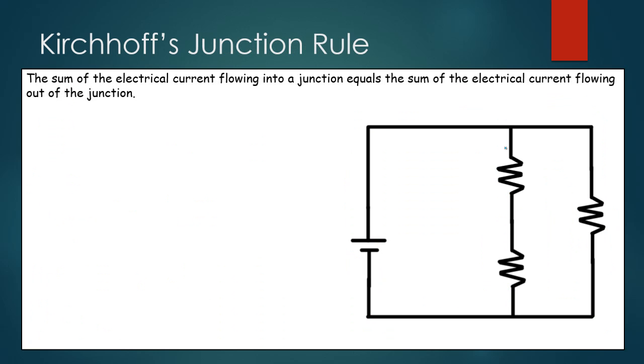Okay, now let's talk about Kirchhoff's junction rule. Kirchhoff's junction rule states that the sum of electrical current flowing into a junction equals the sum of the electrical current flowing out of the junction. And you can kind of get the idea of this if you were to think about water current. All right, so if I were to identify my junctions here, well, there's a junction and there's a junction. And say I have 5 gallons of water that flow in. So if this was a hose, 5 gallons flow in. Well, I better have 5 gallons coming back out, otherwise I'm losing water somewhere.